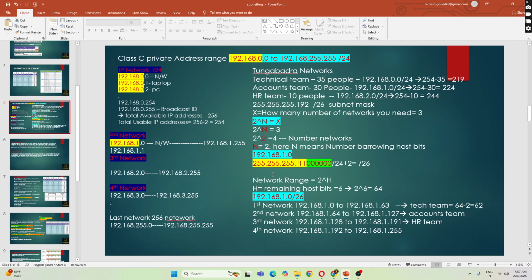What do you mean by subnetting? Can anyone tell me? It creates multiple networks in one network. It will create multiple networks in one network.